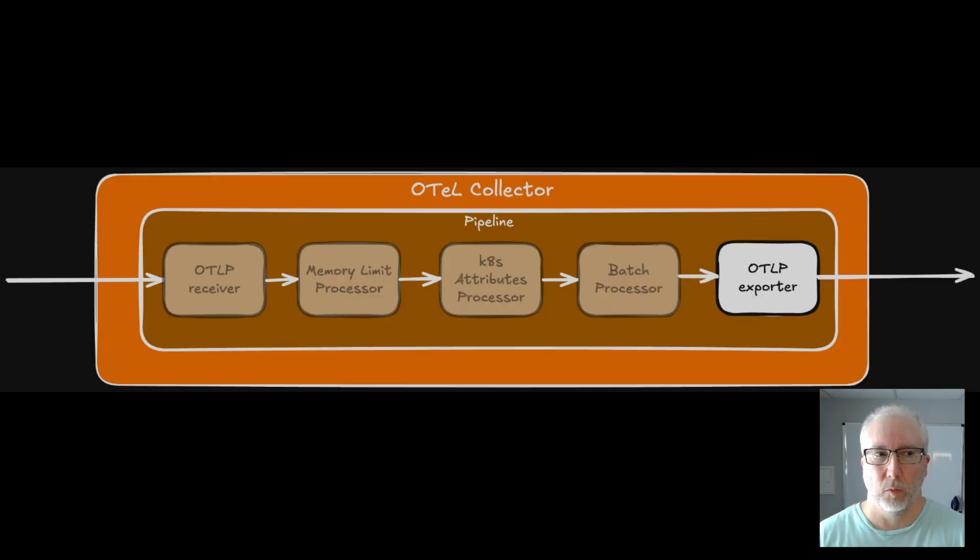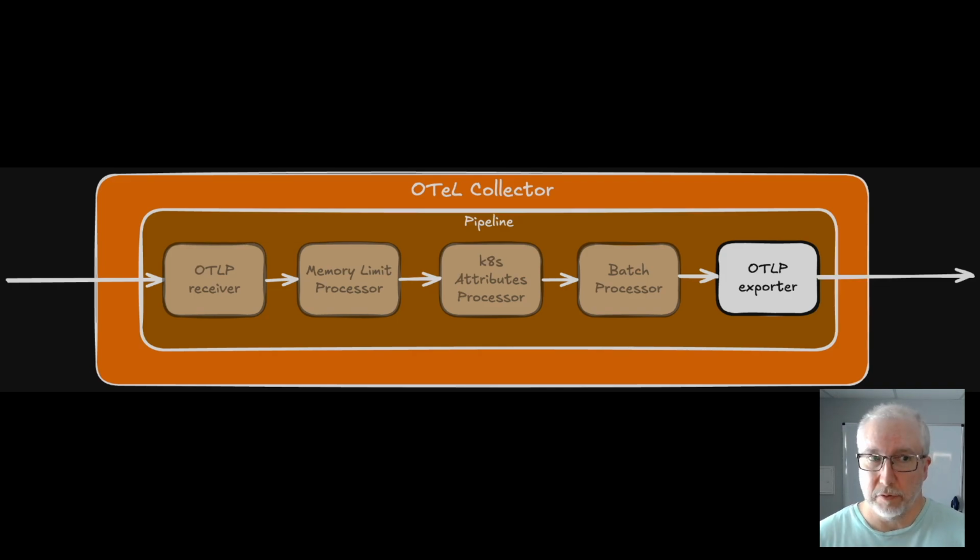Now, once we've processed telemetry data in our pipeline, we then need to send it somewhere. So these are the exporters. So in this particular example, we have an OTLP exporter. So it'll export the data after it's done its various processing in the OTLP format and send it wherever you configure it to send.